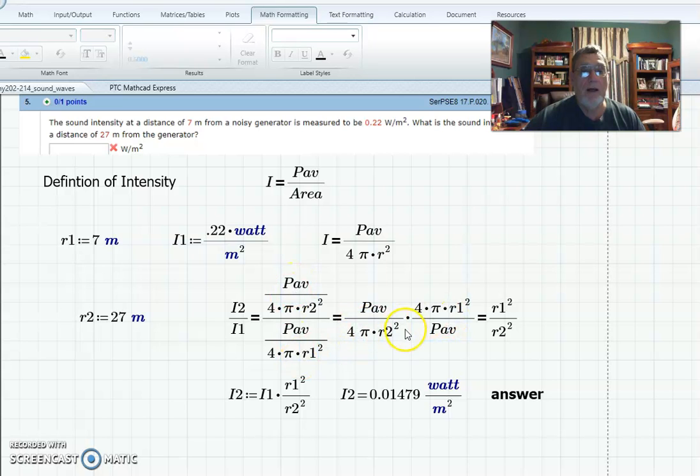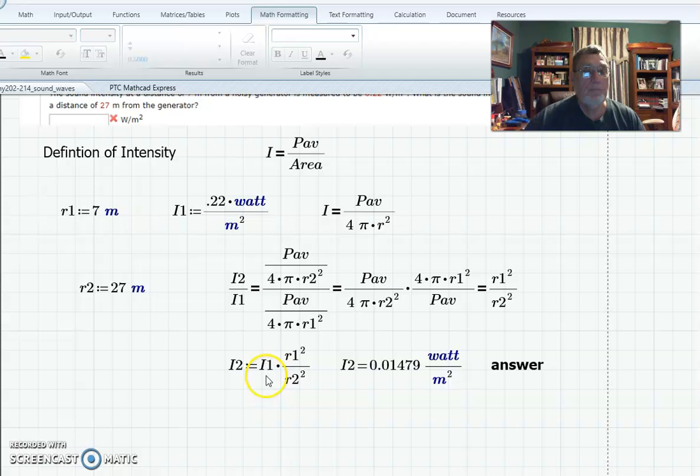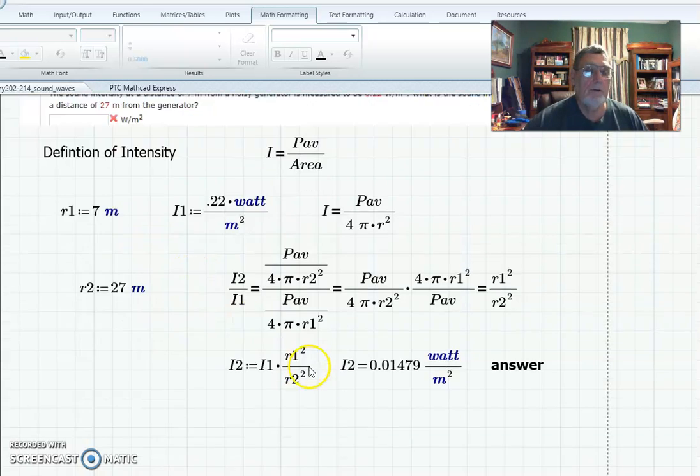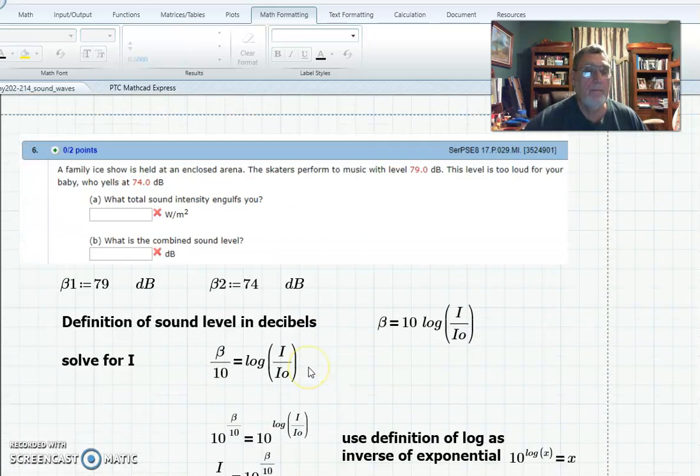Cancel, invert, multiply, cancel. And so the ratio of intensities goes like the ratio of how far you are away. So I solve that for I2. Just plug in I1 times this ratio of the square of those distances and you get your answer. So take the ratio. You could solve for P average and plug it in. That's not the only way to do that one, but that's how I'd like to do it.